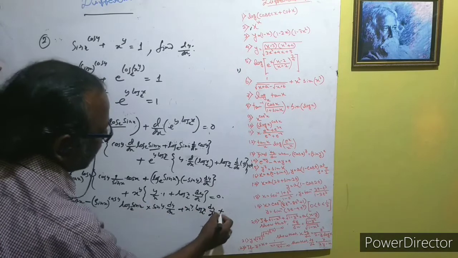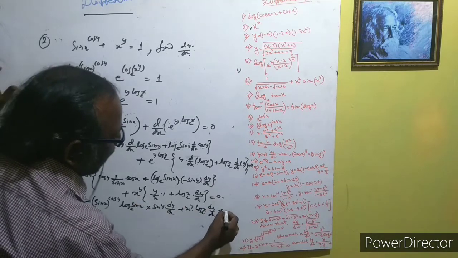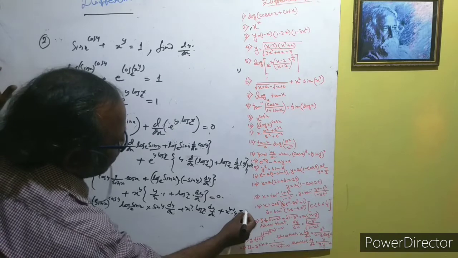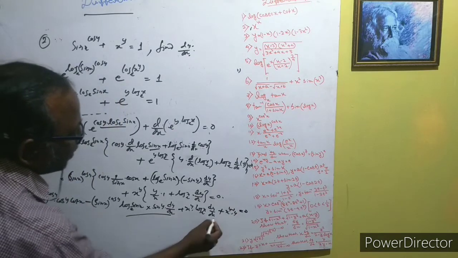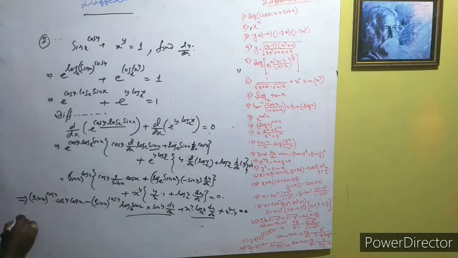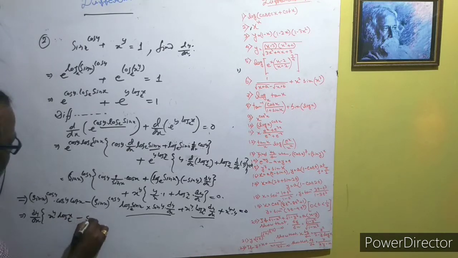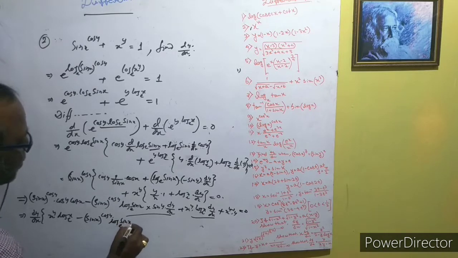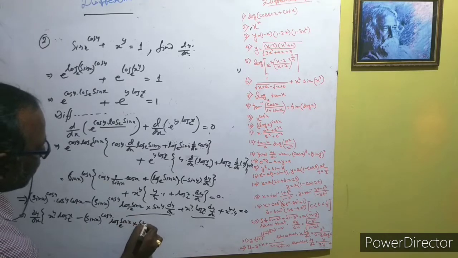And the last part here is, if we multiply this, then we get x to the power y minus 1 into y. This is x to the power y minus 1 into y, and this is equal to 0. So we have to take dy by dx common from the middle two terms. Now write dy by dx. We get first x to the power y, and log x to the base e, and minus sin x to the power cos y and log sin x, and also sin y.